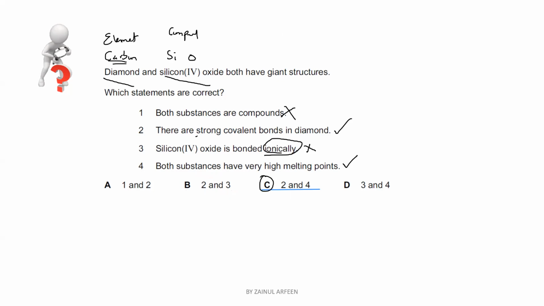Silicon dioxide being bonded ionically is not correct. It is a covalent bond. Covalent bond means the bond which is formed by sharing of electrons. Because the electrons are shared, we call this type of bonding a covalent bond. And two non-metals are there. Two non-metals cannot have an ionic bond. They always have a covalent bond. Is it clear to everyone?